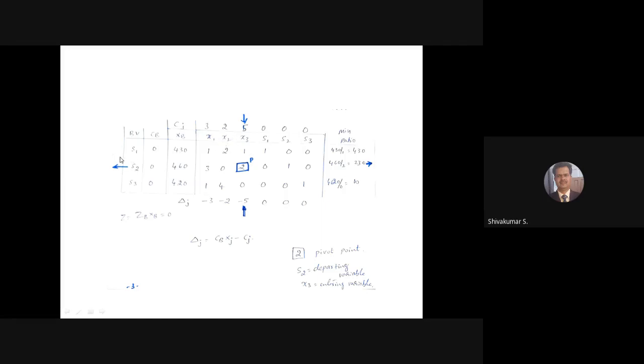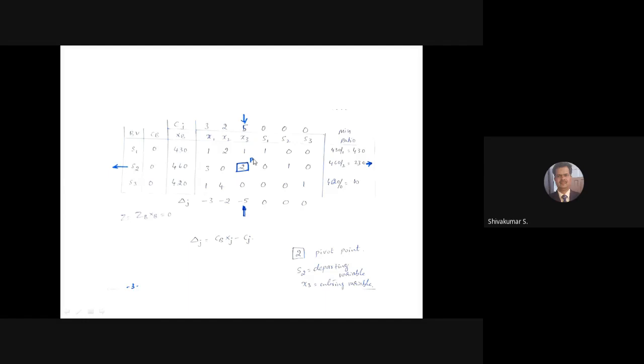But we don't know which one to remove, whether S1, S2 or S3. For that, we are going to find the minimum ratio. 430 divided by 1 is 430. 460 divided by 2 is 230. 420 divided by 0 becomes infinity. Among these values, 430 and 230, 230 is the minimum value. So corresponding to this row, S2 is going to be removed as the departing variable. In the next table, you are going to get S1, X3, S3, and correspondingly 0, minus 5 and 0.